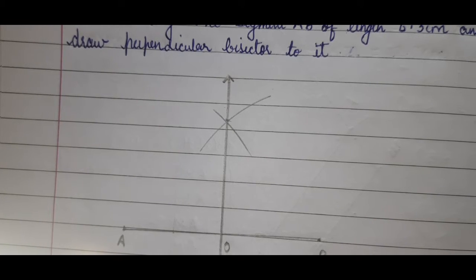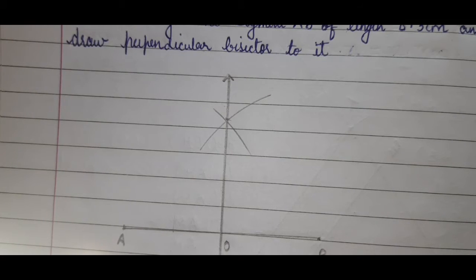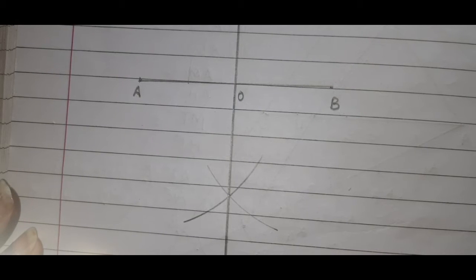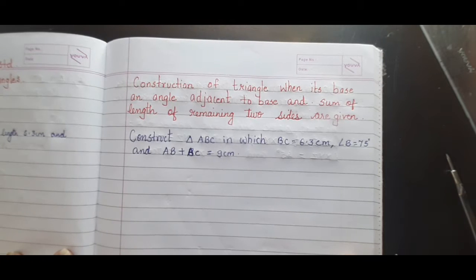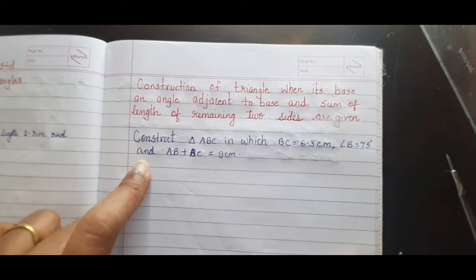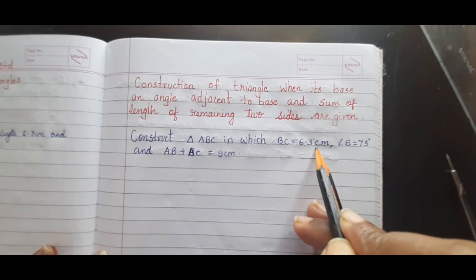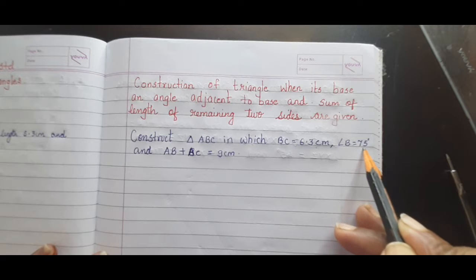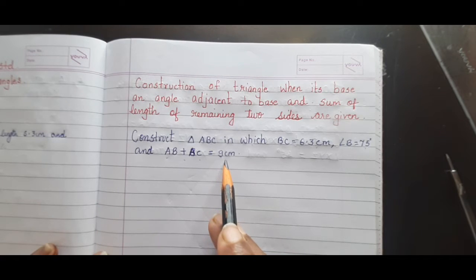Now this concept we are going to use to draw the triangles, that is to construct the triangles. Okay. Now very first construction of a triangle, when its base and angle adjacent to base and sum of the length of remaining two sides are given. Okay. So we will study that with the help of an example. Construct triangle ABC in which BC is equal to 6.3 centimeter. Angle B is given to us as 75 degree and sum of two sides, that is AB plus AC, is equal to 9 centimeter. This is given to us.